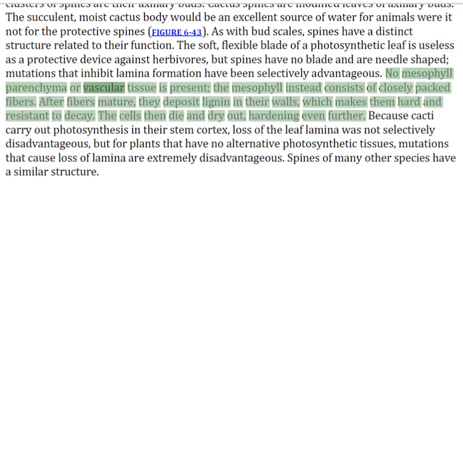No mesophyll parenchyma or vascular tissue is present. The mesophyll instead consists of closely packed fibers. After fibers mature, they deposit lignin in their walls, which makes them hard and resistant to decay. The cells then die and dry out, hardening even further. Because cacti carry out photosynthesis in their stem cortex, loss of the leaf lamina was not selectively disadvantageous, but for plants that have no alternative photosynthetic tissues, mutations that cause loss of lamina are extremely disadvantageous. Spines of many other species have a similar structure.